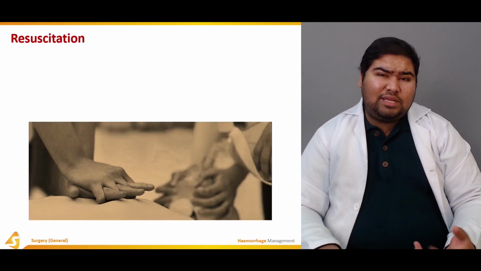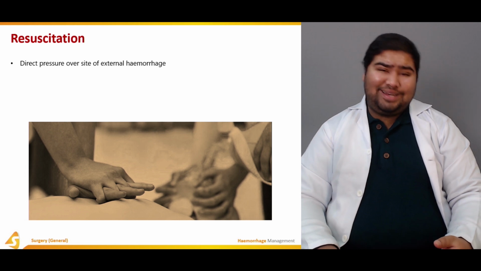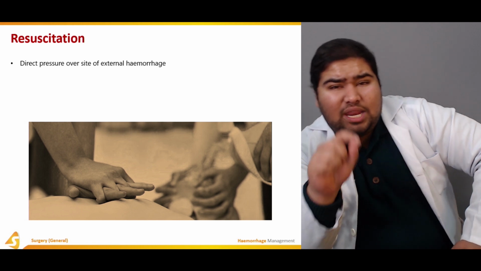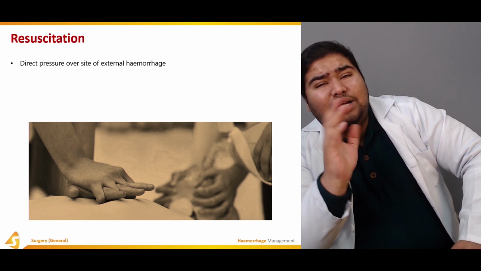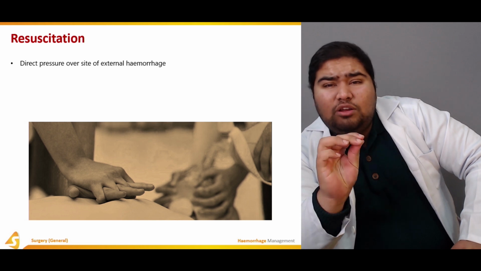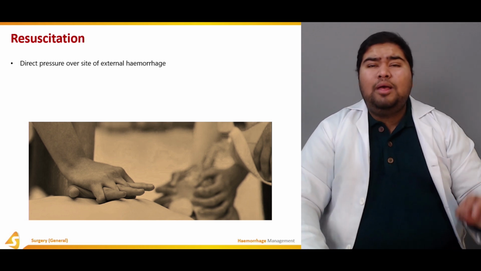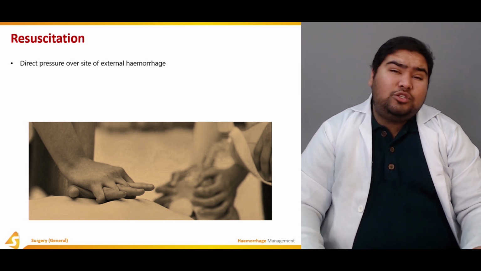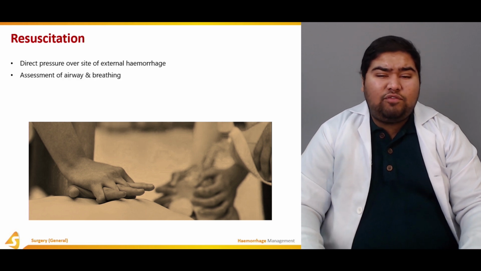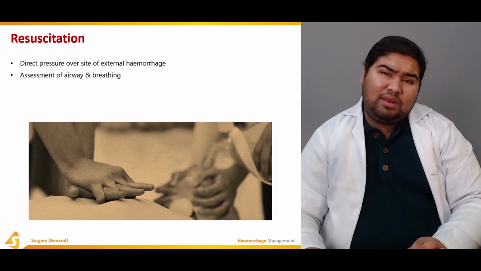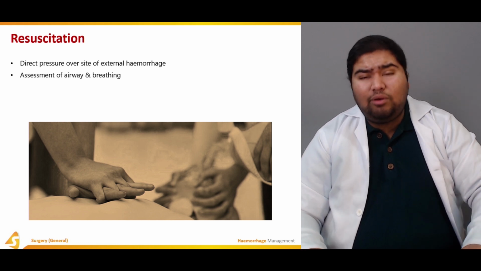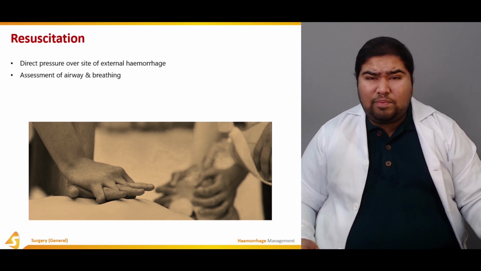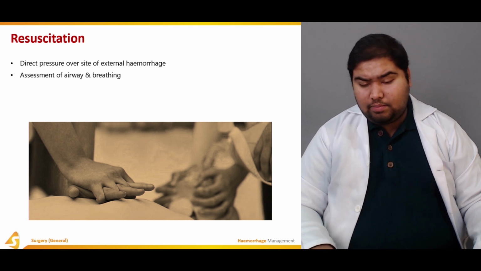So the resuscitative attempts. Direct pressure over the site of external hemorrhage, what does that do? It presses on that damaged area from where the blood is oozing out, and as a result of that pressure, there's collapse of the vascular wall. The collapse of the vascular wall prevents further leakage from that vessel. So you should always apply direct pressure if you can. You should assess the airway and breathing because you're managing your patient now. First of all, you should try to stop the bleeding, and after that you should resuscitate your patient by checking the airway and checking the breathing.